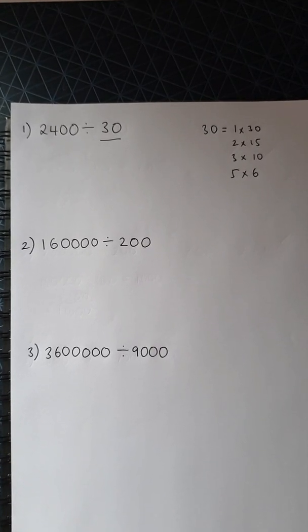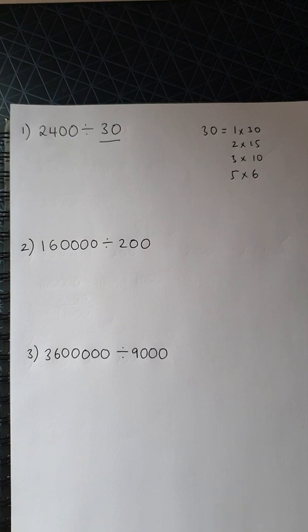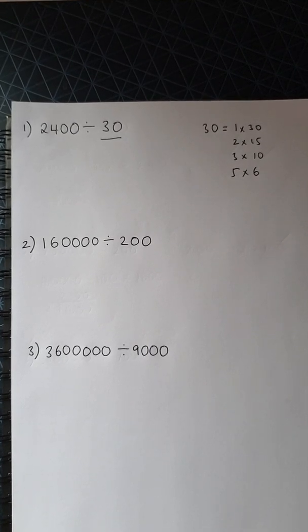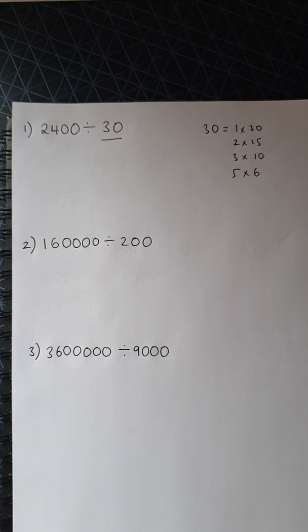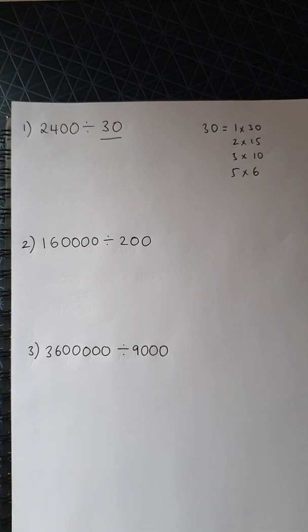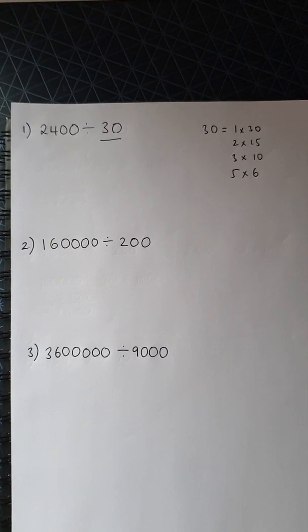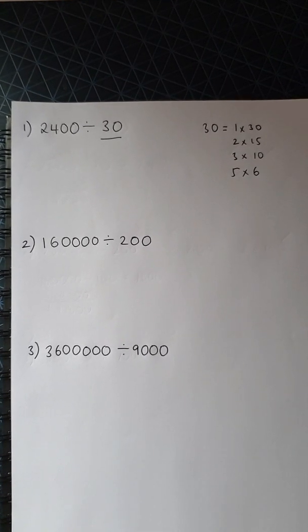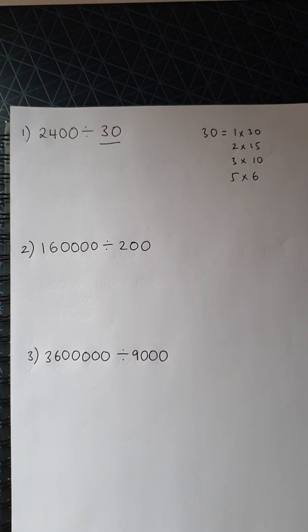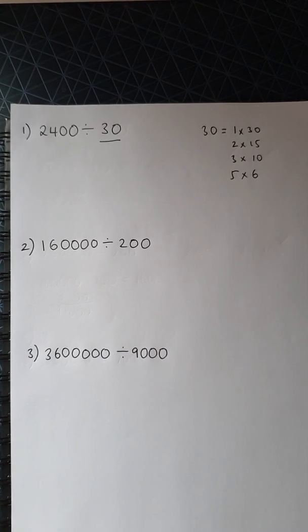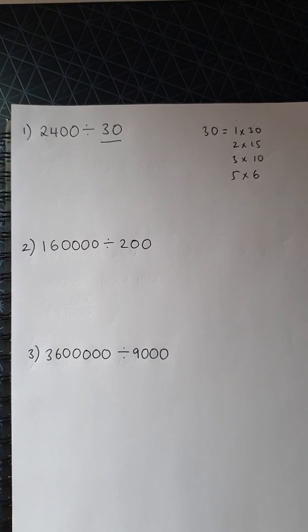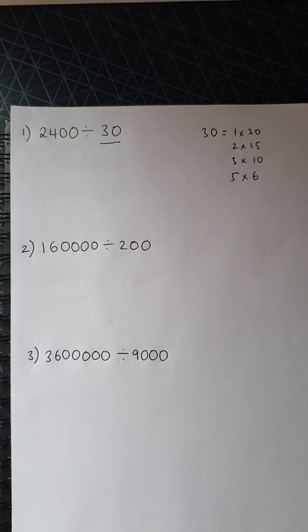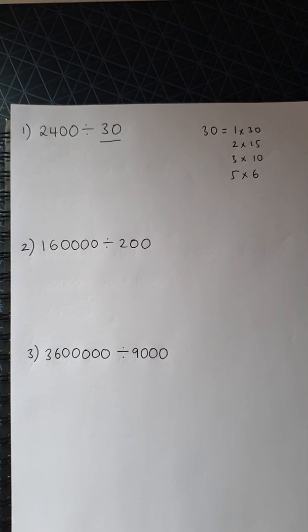Now, if I look at that list of numbers, the one that's probably the easiest is 3 and 10. It's very easy to divide by 10 and it's very easy to divide by 3. So that's the one that I'm going to select. Whenever you're dividing by a multiple of 10, you should always use 10 and then whatever number you would multiply by to get up to the number you're dividing by. So in this example, we're dividing by 30, so I'm going to use 10 and 3. If I was dividing by 40, I would use 10 and 4. If I was dividing by 50, I would use 10 and 5, so on and so forth.